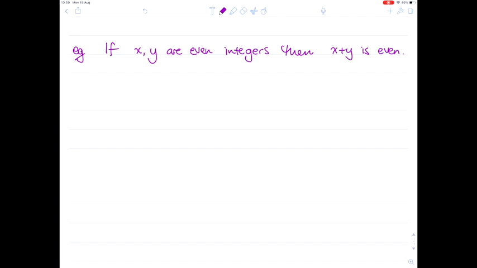A more mathematical example, if x and y are even integers, then x plus y is even. Okay, so we're going to assume that this is true. So we're going to assume that if x and y are even integers, then it is true that x plus y is even. Well, let's see if we can write out a proof. So you might want to take a moment and write out a proof for this, and come back when you're done.